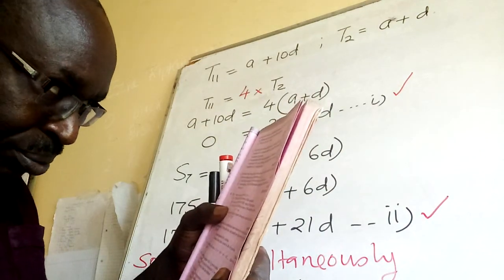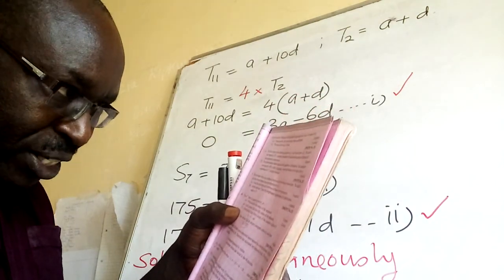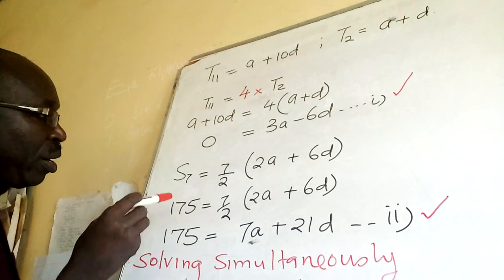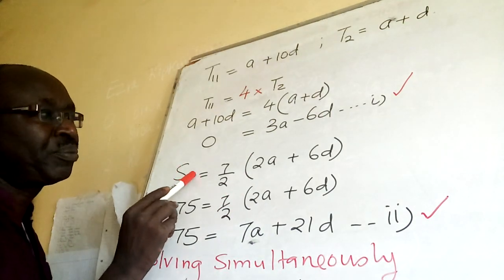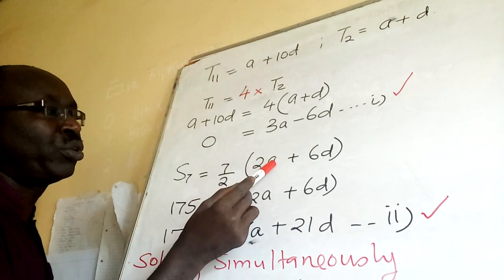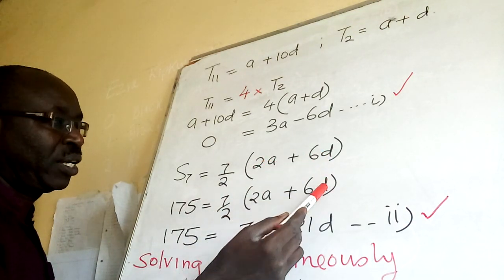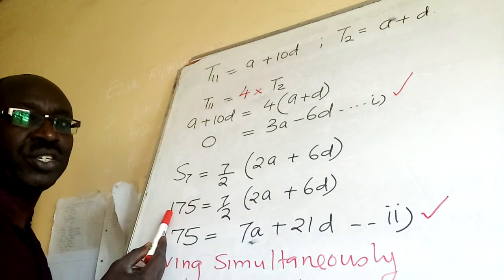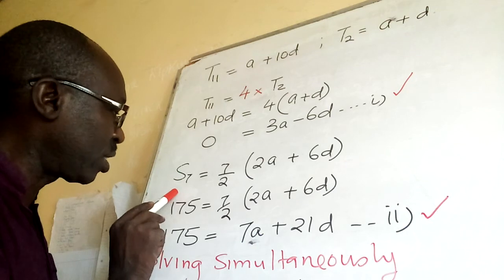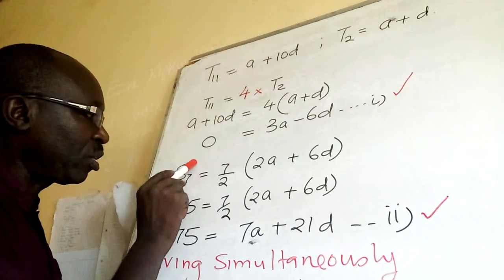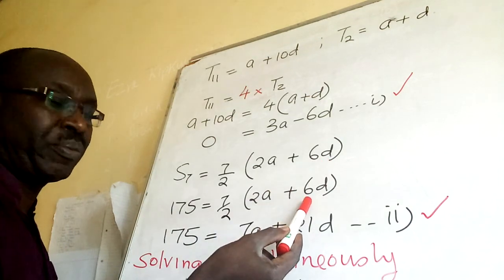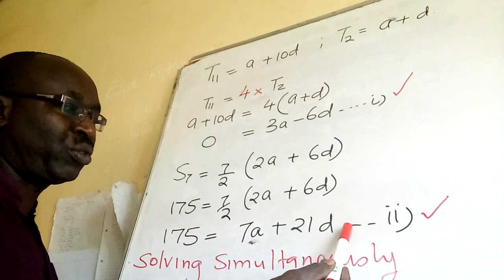What does it say? The sum of the first 7 terms is 175. I put here my formula for sum of 7. Substitute 7 over 2, 2a, and 6d. Then you come up with this. He has already told me sum of 7 terms is 175. That's why in place of S7 now I put 175. The right hand side is the same. Simplify, you come to this.